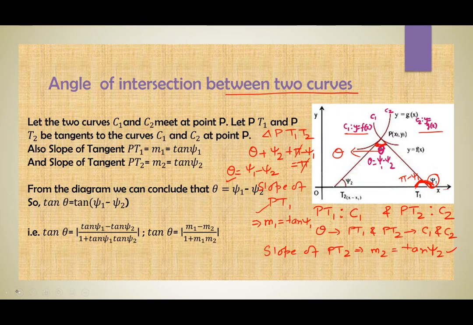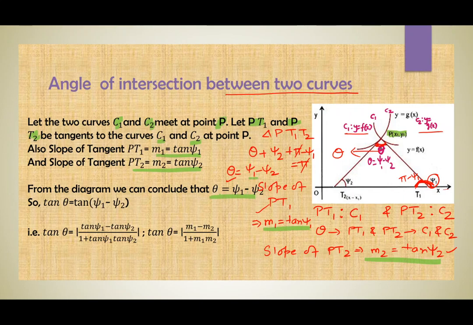Now just understand, I have written everything here. So let's go through this quickly. There are two curves, C1 and C2. They are meeting at point P, and PT1, PT2 are two tangents to the curves C1 and C2. The slope of PT1 is tan of psi 1. I have written it over here. And the slope of PT2 is of course tan of psi 2. Now we have also concluded that theta is equal to psi 1 minus psi 2. I have already got this value over here.